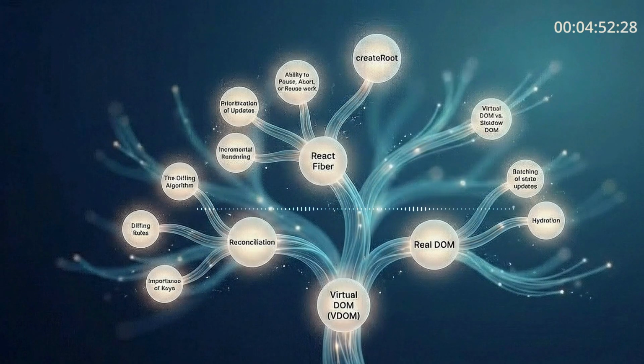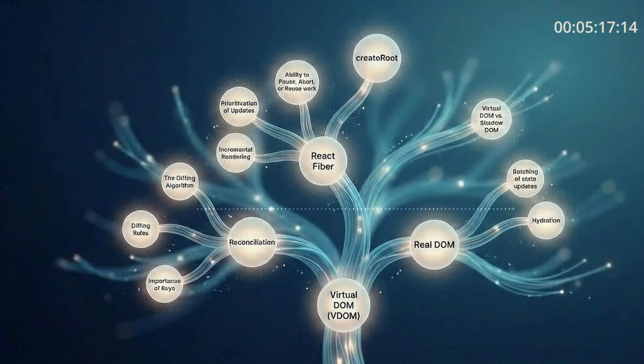Rule 1, different element types. If React is comparing 2 nodes and their type is different, like an H1 is now a P, it doesn't even try to see what's inside. It just assumes the entire branch is different. It'll completely destroy the old tree from that point down and build a totally new one from scratch. So changing an element's type is one of the most expensive things you can do. It is. It's a signal for a full reset of that part of the UI.